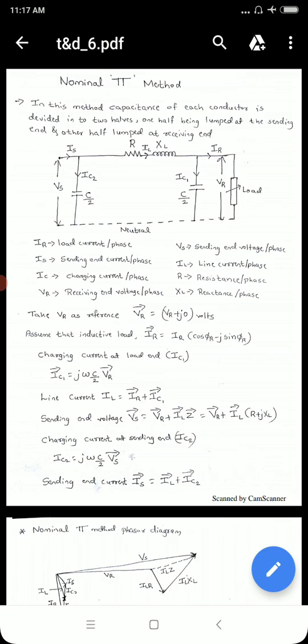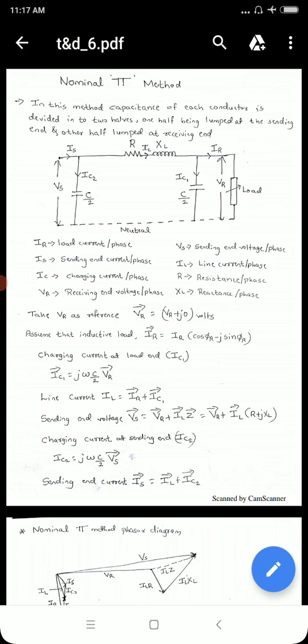Okay. So as a common method, we know that VR is taken as reference and we write VR plus j0 in vector form. Assuming an inductive load, usually the loads are of RL type only, that's what we are considering, a lagging load, the IR vector is nothing but IR cos phi r minus j sin phi r, where cos phi r is the receiving end power factor.